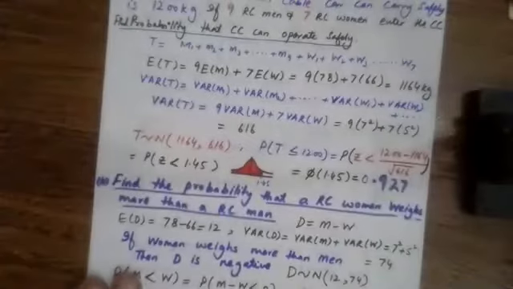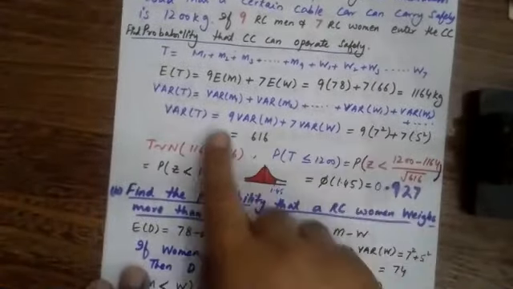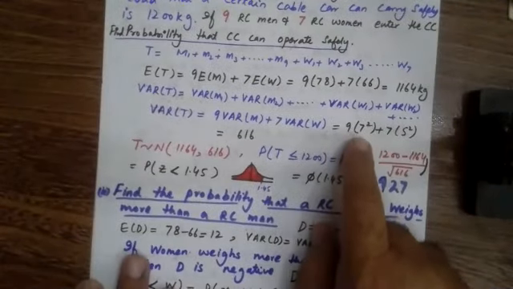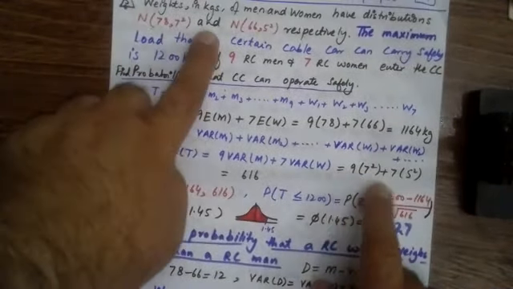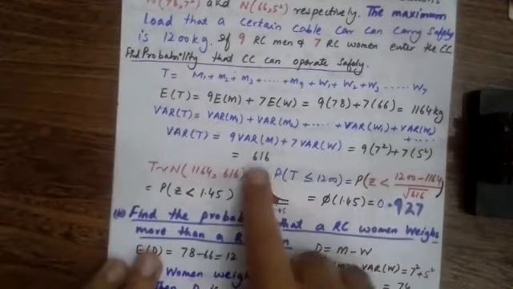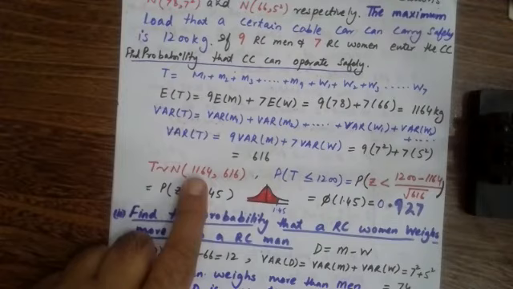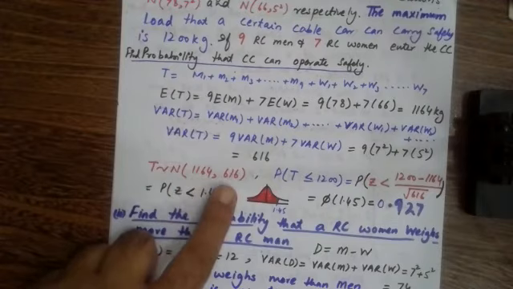that you need to know in this topic of combination of variables, okay? Now, the variance of T becomes equal to 9 times 7 square, and then 7 times 5 square, 616. So the total weight in a lift with 9 men and 7 women on board is 1164 kg with 616 kg square variance.